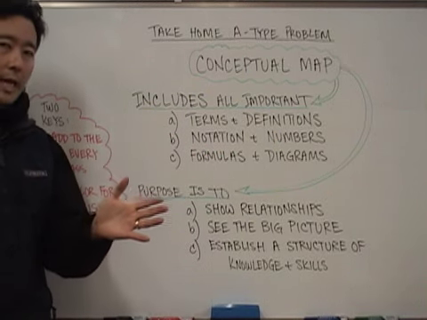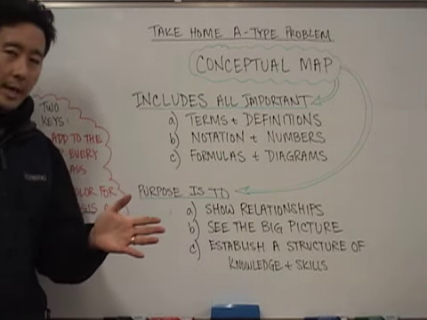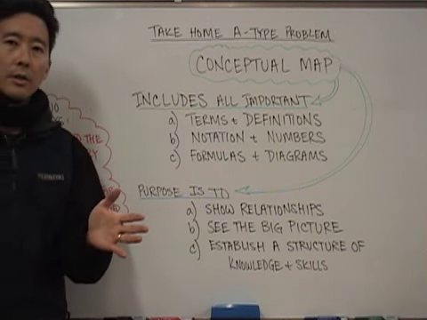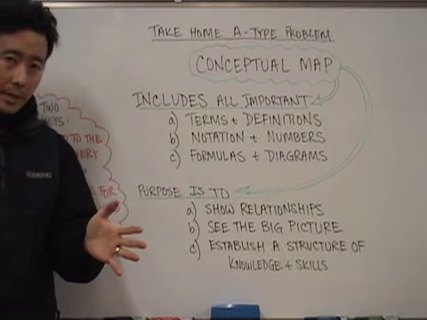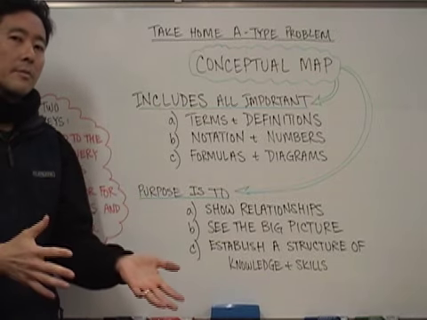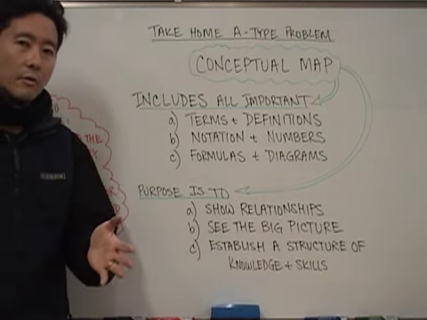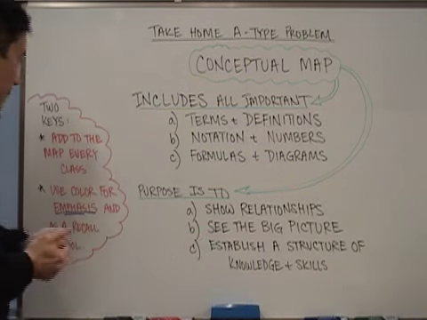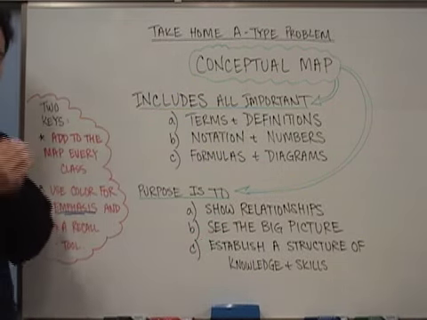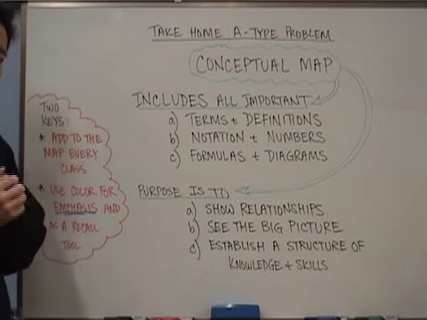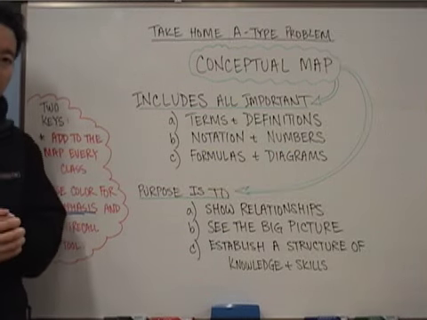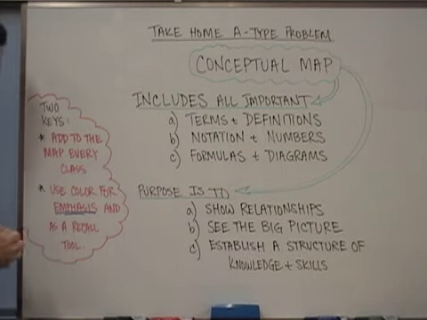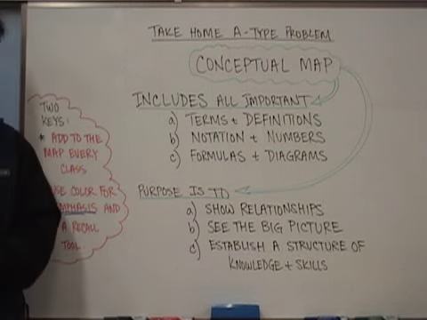You don't want to wait until the end, just before the test, to create this, because otherwise, all you're really going to be doing is creating a list, possibly looking for certain relationships, but it's not going to help you overall in your long-term understanding of the chapters. Okay? So, add to the map every class, because it is at that point that you remember the finer details of each section. Second, use color for emphasis and as a recall tool.